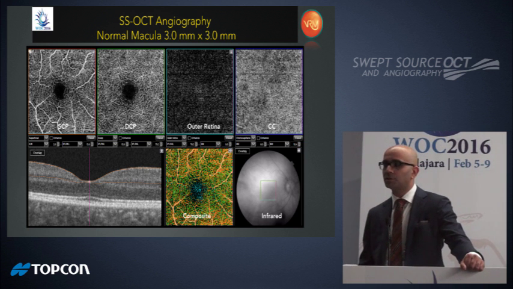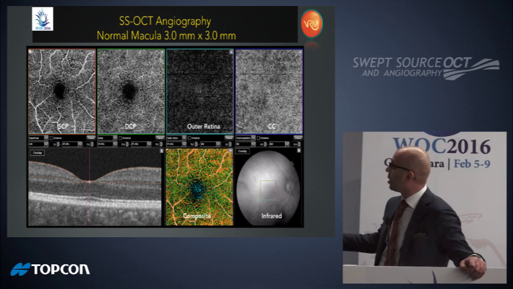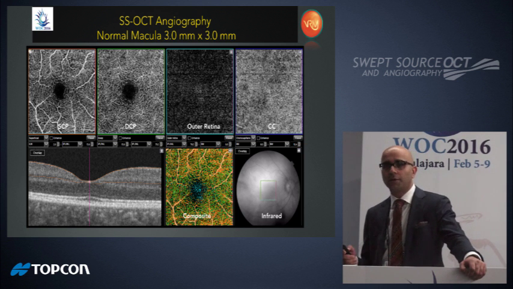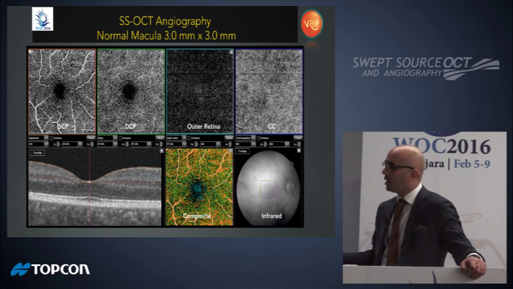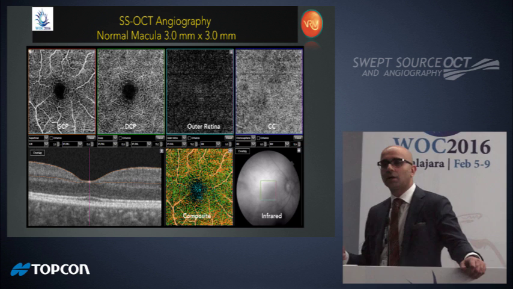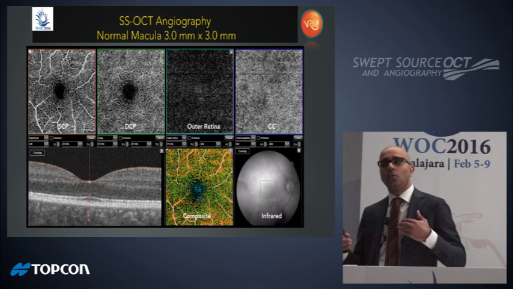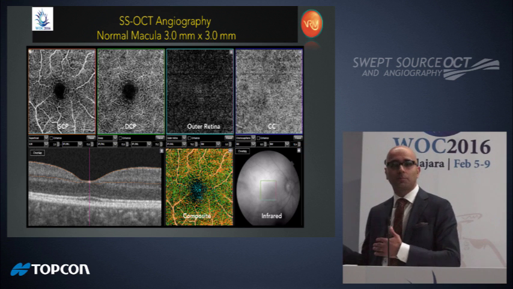So this is an example of the Triton swept source OCTA total overview that we get when we get a patient's image. This is a normal eye in a patient with 3 by 3 millimeter scanning that's been performed. We can see in the top right corner the superficial capillary plexus, the deep capillary plexus, the outer retina, and of course the choriocapillaris. And in the bottom middle quadrant, we see a composite image.